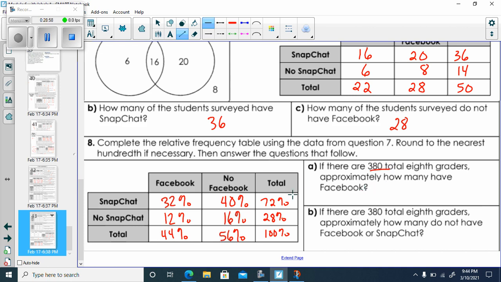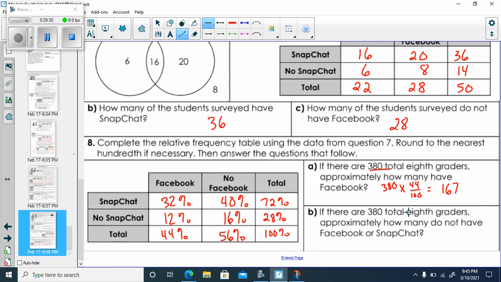Okay, so let's see. Of 380, how many have Facebook? Facebook, 44%. So that would be 380 times 44%. That would be multiplied by 44 over 100, right? Okay. If you do that, 380 times 44 over 100, that would give you 167.2 or 167.